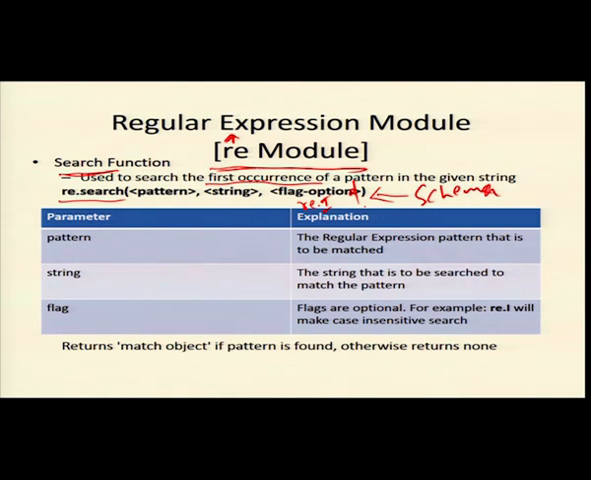It is optional. Now let us see what this pattern denotes. Pattern is the regular expression pattern that is to be matched. Whatever is to be matched is called a pattern. Now, what is a string? The string is what is to be searched to match the pattern. What is to be matched is the pattern, and the string is what is to be searched.